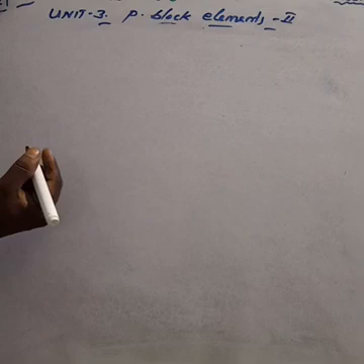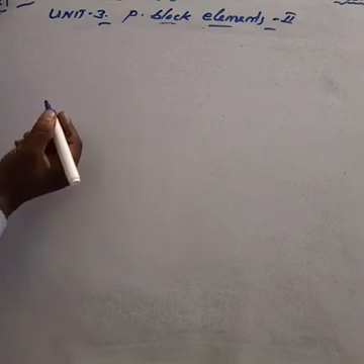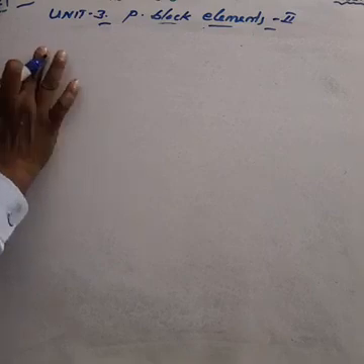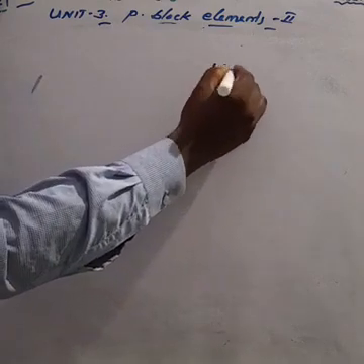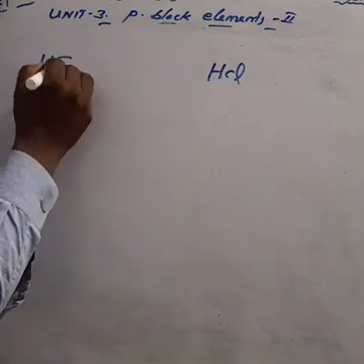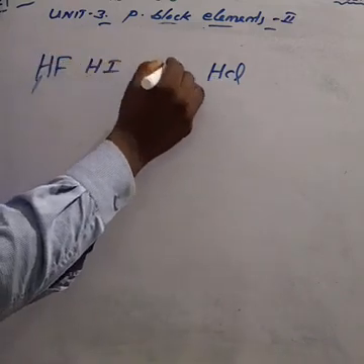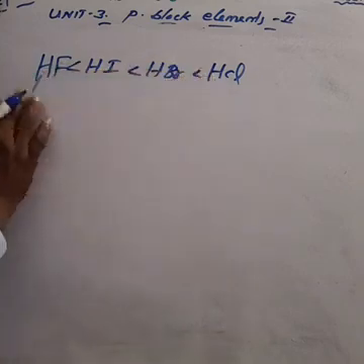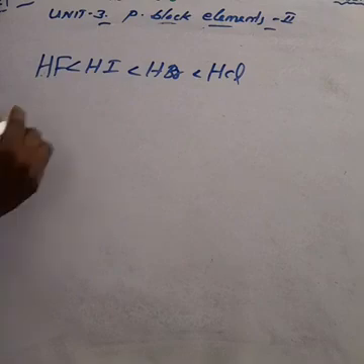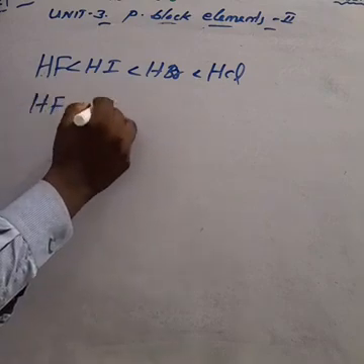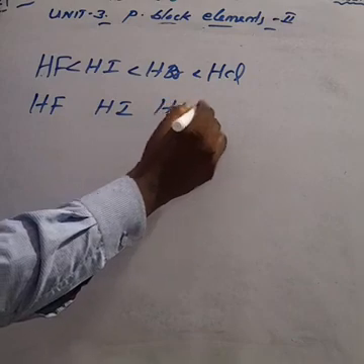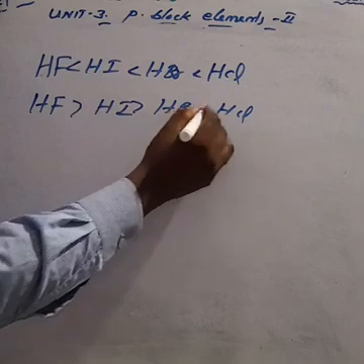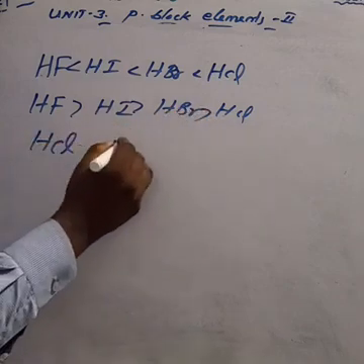And the volatility of hydrides. First is about HCl, so we have to write the reverse order: HF, HI, HBr, HCl. This is less than. Am I right? You have to write that. Thermal stability: HF, HI, HBr, HCl. You have to write greater than. Boiling point: HCl, HBr, HI, less than.